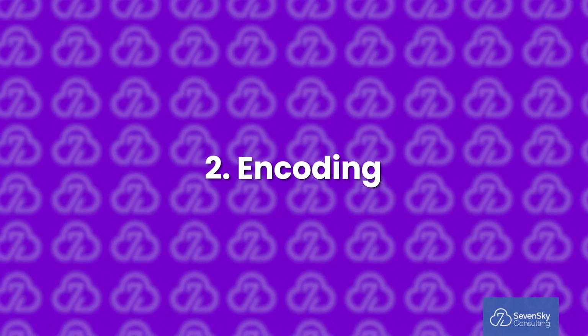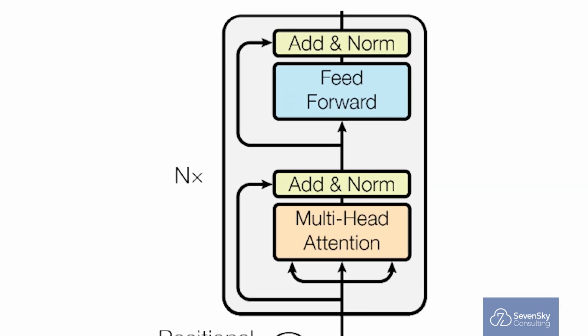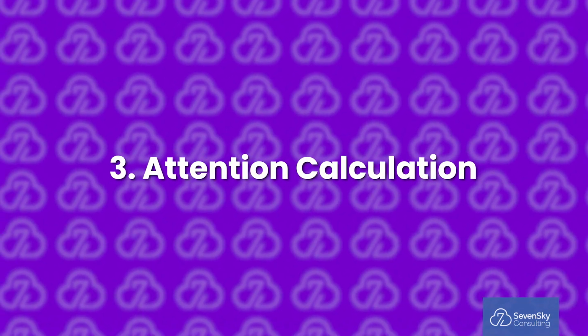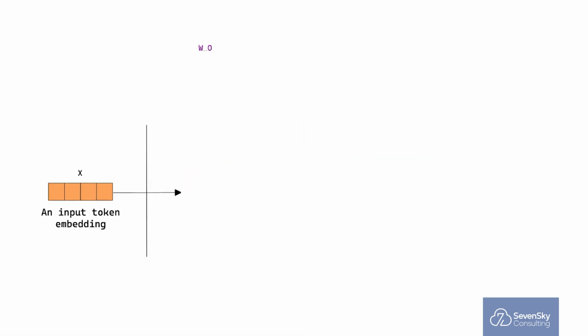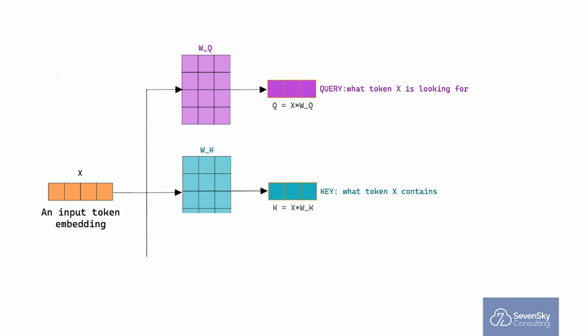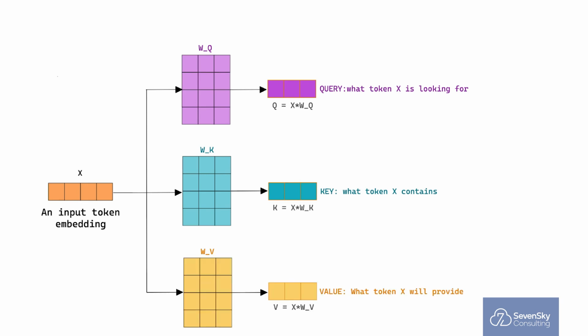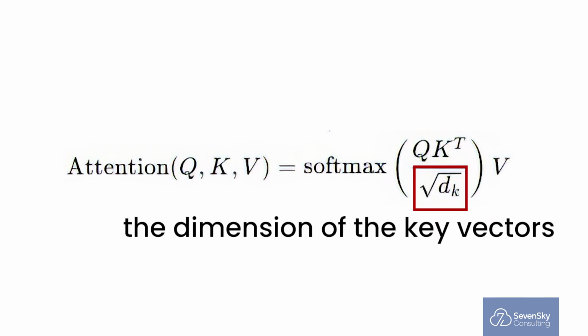2. Encoding. Each encoder layer applies self-attention and feed-forward layers to transform the data into a meaningful representation. 3. Attention calculation. For each word in the sequence, the model calculates Query (Q): what this token is asking about. Key (K): what other tokens represent. Value (V): information carried by other tokens. Attention scores are computed using a scaled dot product. Here, dk is the dimension of the key vectors.